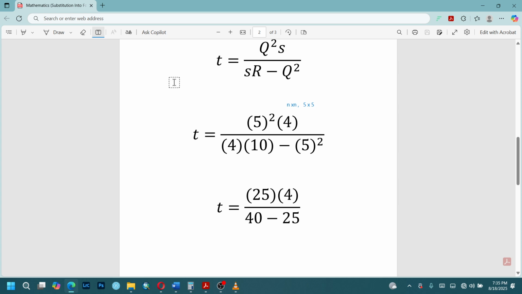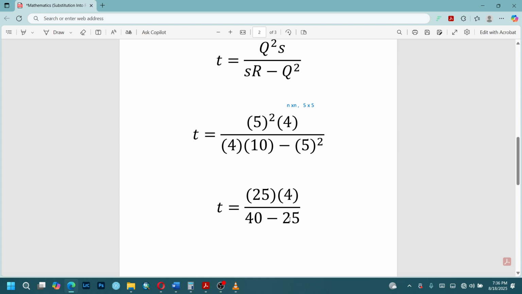So our equation is going to be t equals the fraction 25 multiplying 4 over 40, which we had through SR, right? So 4 times 10 is 40, okay? And 5 square, as explained earlier on, is 25, right? So our t equals the fraction 25 multiplying 4 over 40 minus 25, right?